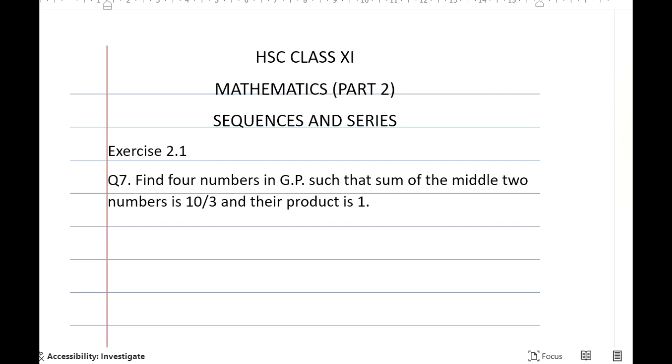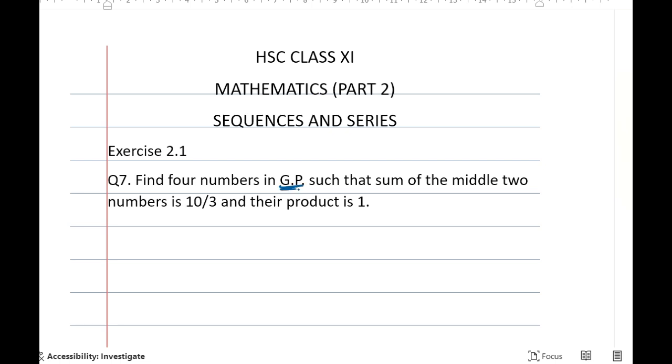In this video, we'll be doing questions 7 and 8 from class 11 HSC's Mathematics Part 2 Sequence and Series, which is chapter 2 in that book. So 7 and 8 are questions concerning GP. Okay, so now find 4 numbers in GP.